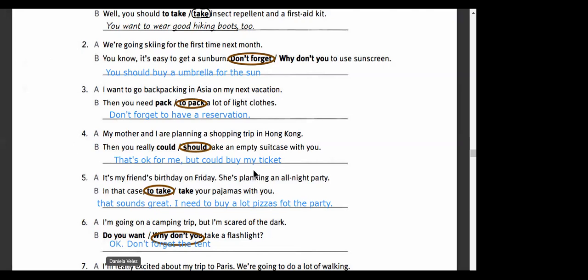All right, let's take a look at your answers. Number two, we're going skiing for the first time next month. You know, it's easy to get a sunburn. Don't forget to use sunscreen. Very good. So first I'm going to erase the one that we don't need. And that is really good. Don't forget to use sunscreen. Very good. Then just say, you should buy an umbrella for the sun. An umbrella. Okay.